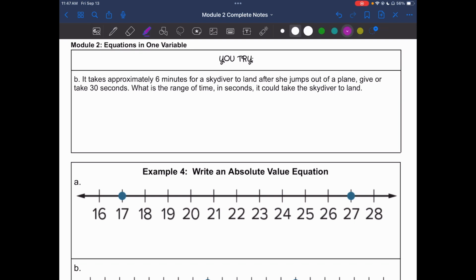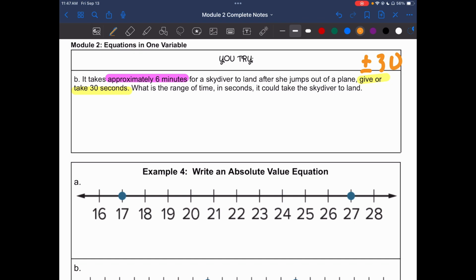So first, let's look for what is our important information in this problem. Approximately 6 minutes for the skydiver to land is an important piece of information. We're also looking at give or take 30 seconds. So that could be interpreted as plus or minus 30 seconds. The question is asking, what is the range of time in seconds that it could take the skydiver to land?